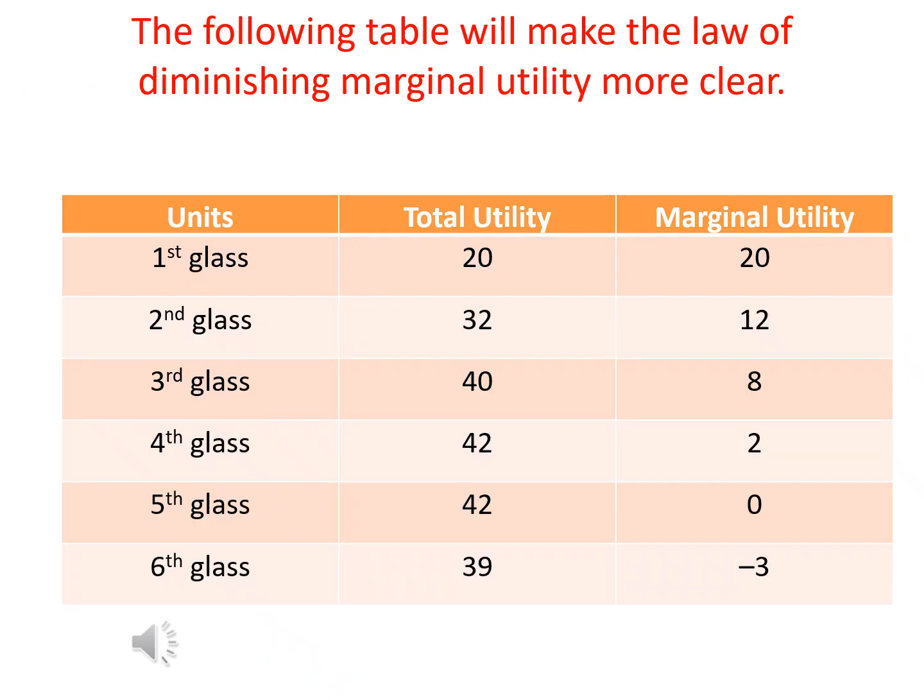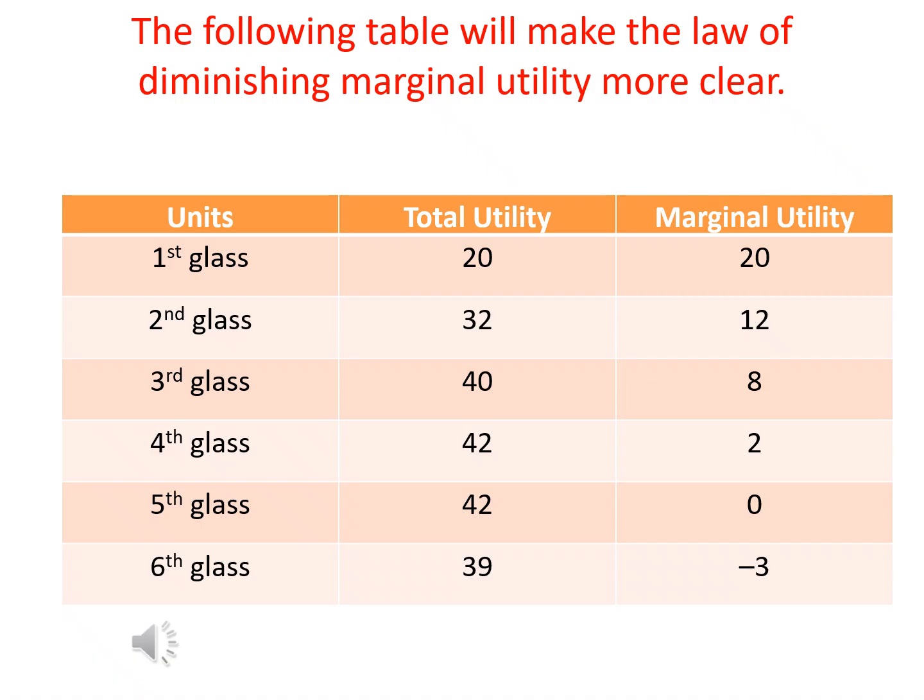In the previous slide, we studied the numerical illustration of the law of diminishing marginal utility using the example of successive glasses of water. We observed that total utility increased initially, while marginal utility gradually declined, eventually becoming zero and then negative. In this slide, we shall understand the same concept with the help of a graph, which provides a visual representation of the law of diminishing marginal utility.